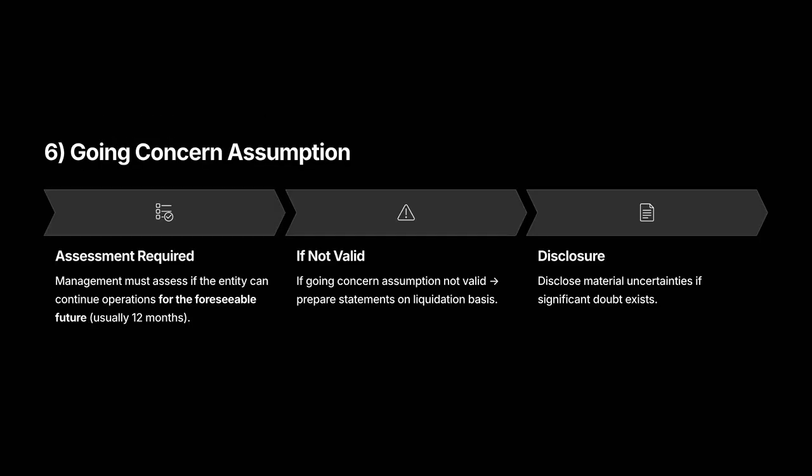Going concern assumption. Management must assess the entity's ability to continue for the foreseeable future, typically 12 months. If going concern is not appropriate, prepare statements on a liquidation basis. If there is significant doubt, disclose it and explain why. This assessment affects measurement, classification, and disclosure choices.